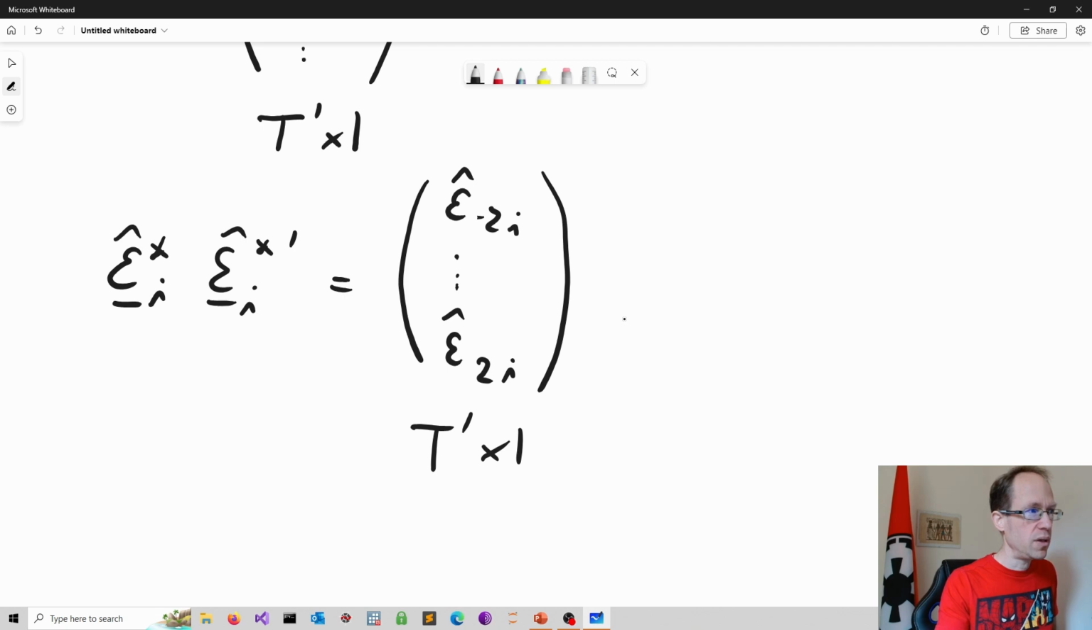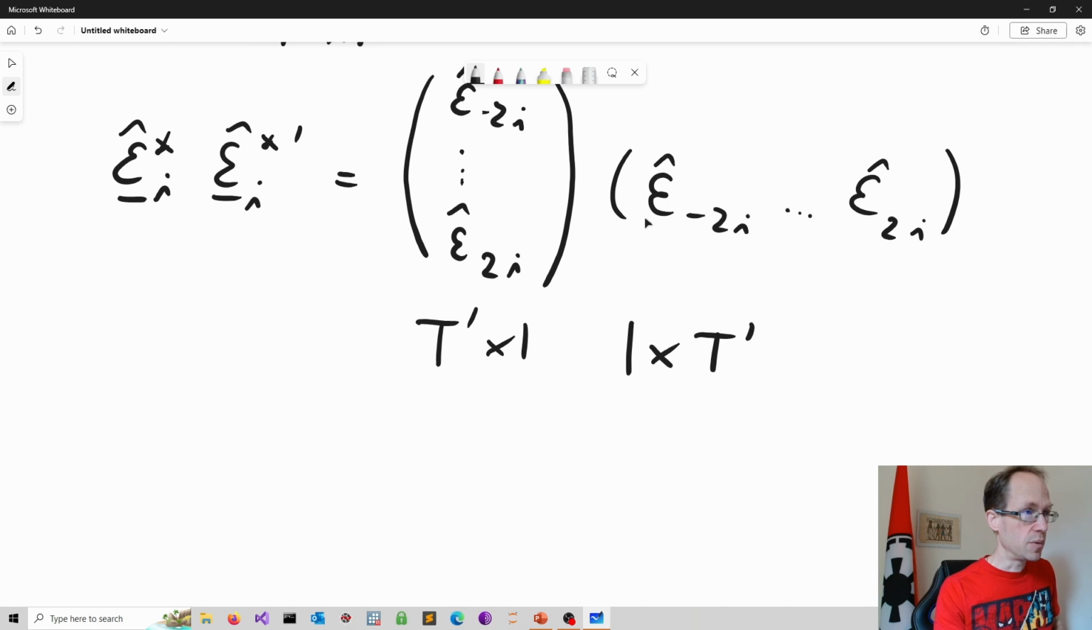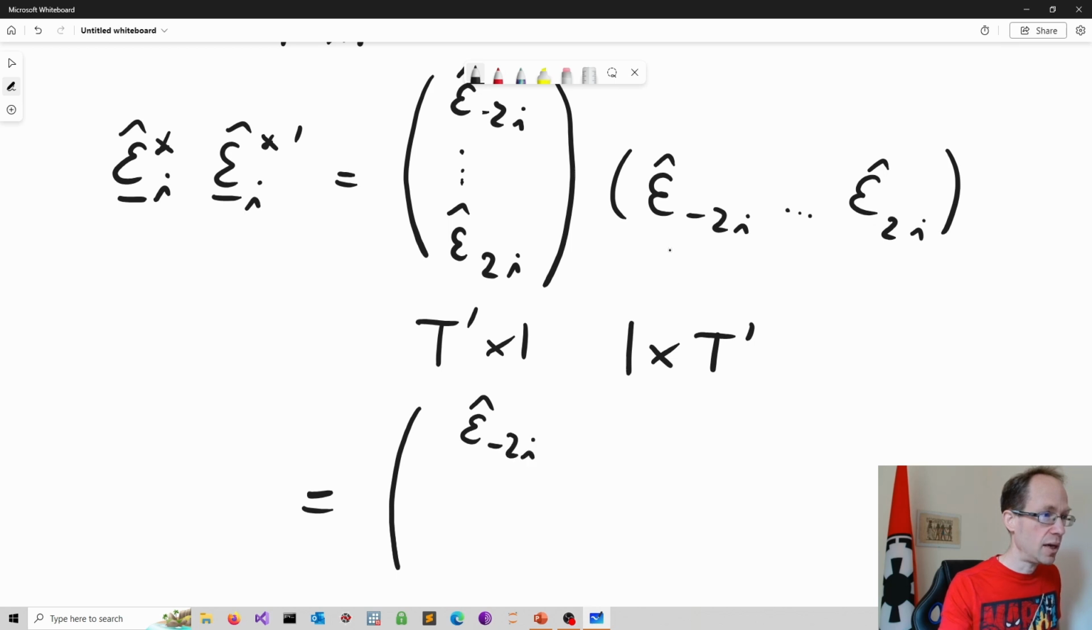The second one would be a transpose. A transpose switches my dimensions, so I end up with a row vector, 1 times T prime. So it would be simply my epsilon hat minus 2i all the way up to epsilon hat 2i. And then you just apply the rules for matrix multiplication. First row times first column and so on, and you end up with a matrix where you simply multiply this all out. So I get a term like epsilon hat minus 2i to the power of 2, and then I have lots of these cross terms.